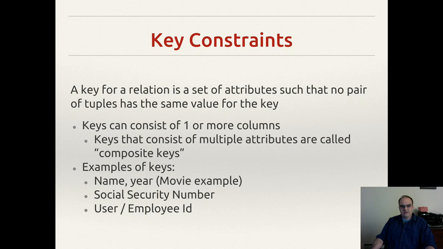So that is the key for that relation, the combination of title and year. Now, other examples might include something unique, like a social security number. In that case, you only need the one column. Now, we'll come back to discussion on whether or not that's a good idea. A third example here, again a one column situation, and it's very common, is something like a user ID or an employee ID.